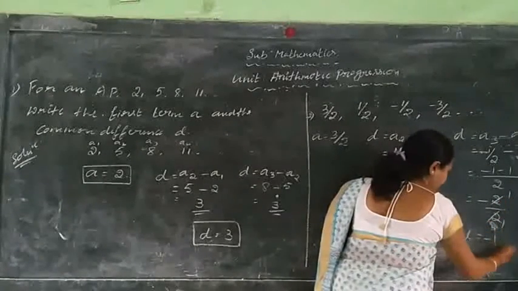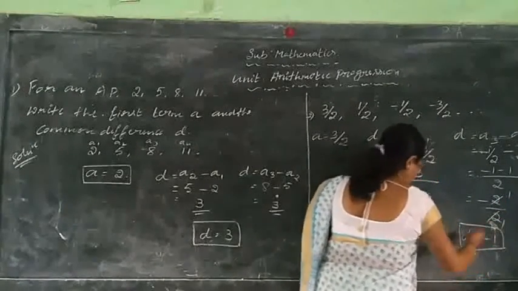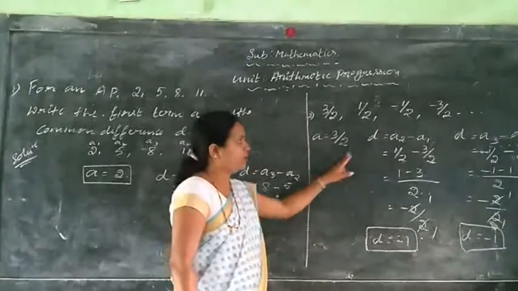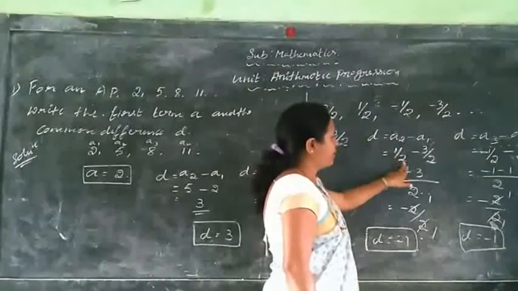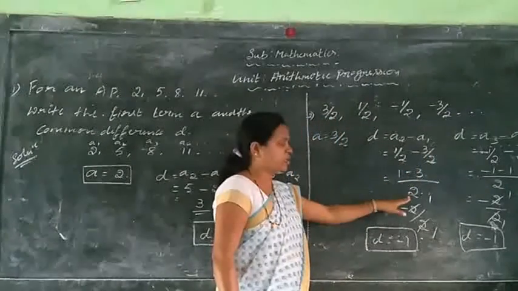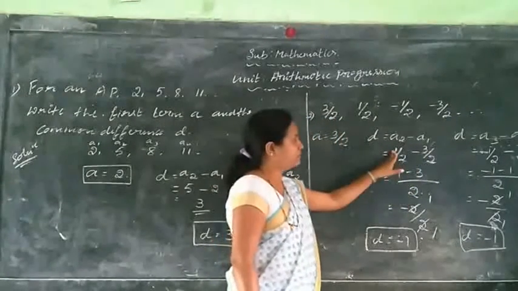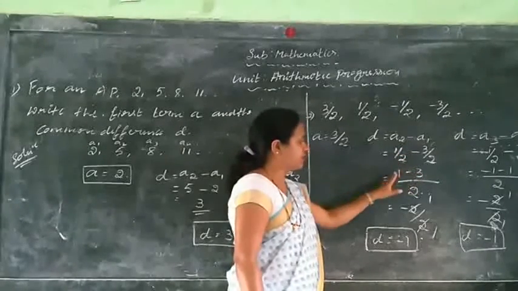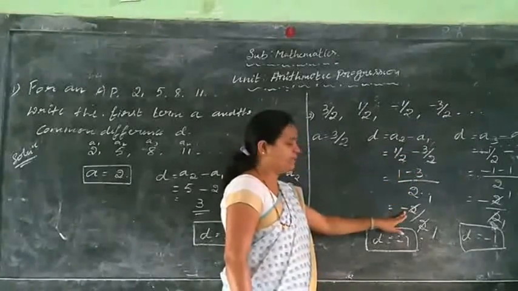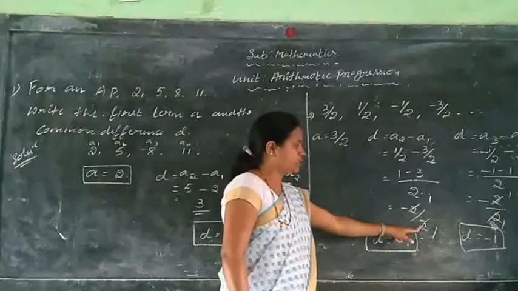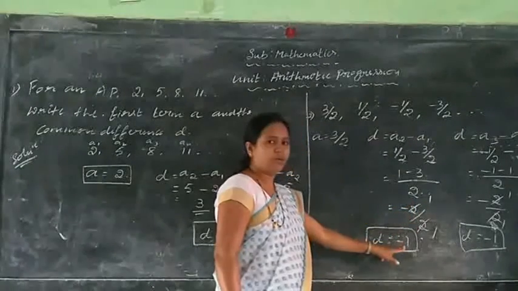Here also the value of the common difference d is minus 1. So I hope you understood this one. So A2 minus A1, that is 1 by 2 minus 3 by 2. As the denominator is the same, we will write the denominator as 2. Then add or subtract the numerators. 1 minus 3, minus 3 plus 1, we will get minus 2 divided by 2. So now cancel, children, 2 ones are 2, 2 ones are 2. So d is equal to minus 1.